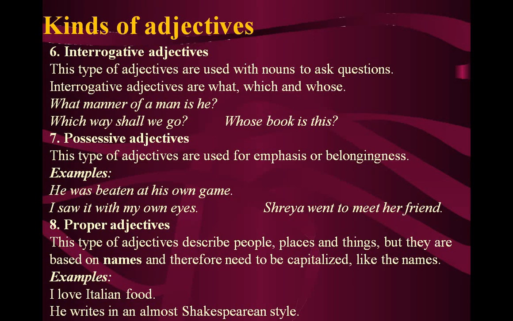Okay, so wherever we find possessive words like his, mine, our, your, there we use possessive adjectives. He was beaten at his own game; so his is a possessive adjective. I saw it with my own eyes. Shreya went to meet her friend. So I hope it is clear.